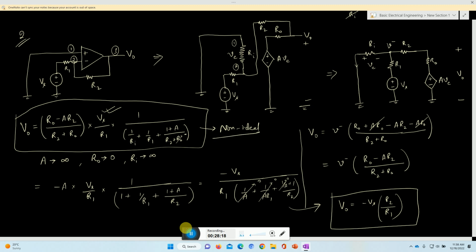And when we take these constants, we derive this in a very simple way. It is said that if this terminal is 0, the voltage is 0, so this is assumed to be of 0 potential. So we can write the node analysis and get the voltage V0 from this.